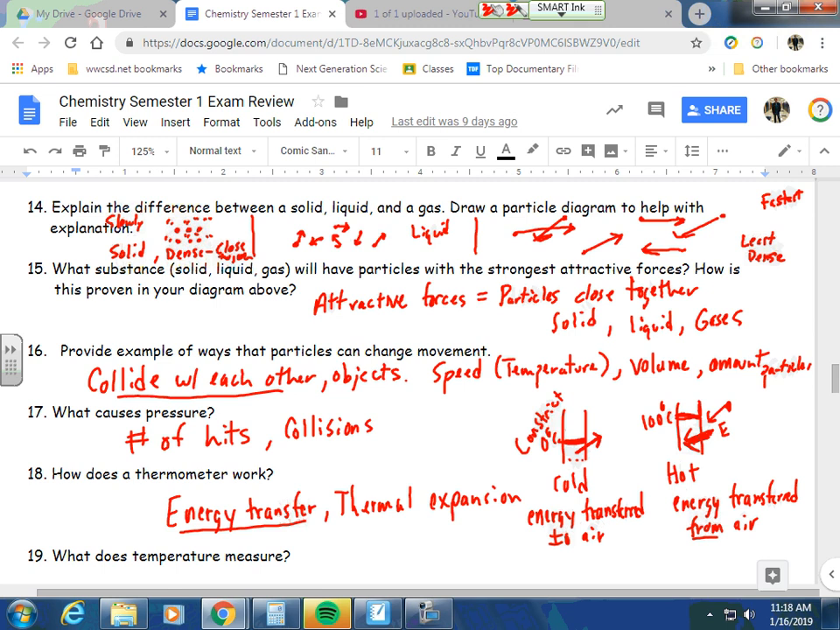And thermal expansion: when things get warmer, they move faster and expand. The opposite is true when they get cooler. If we reduce the temperature of a substance, the particles get closer together, and they get more compact, which means more dense.